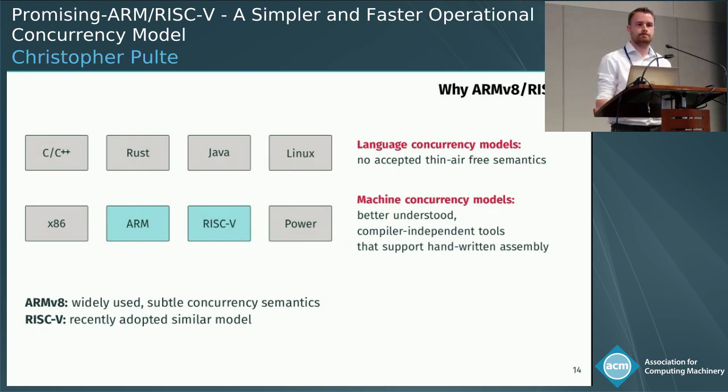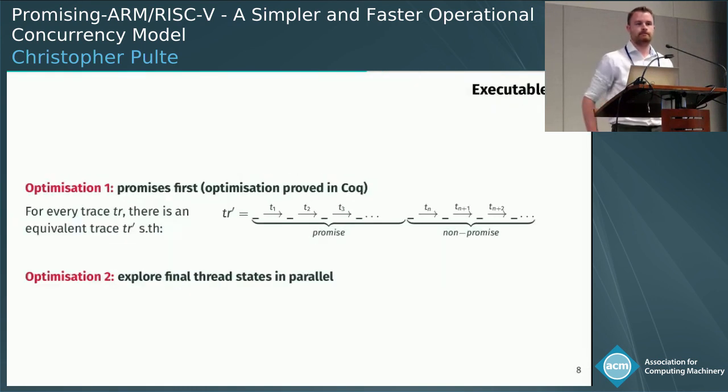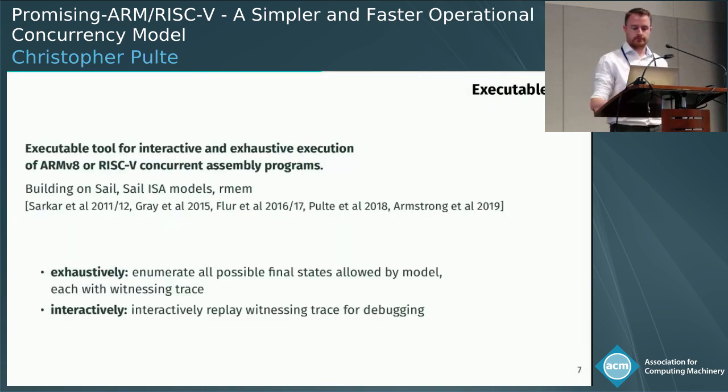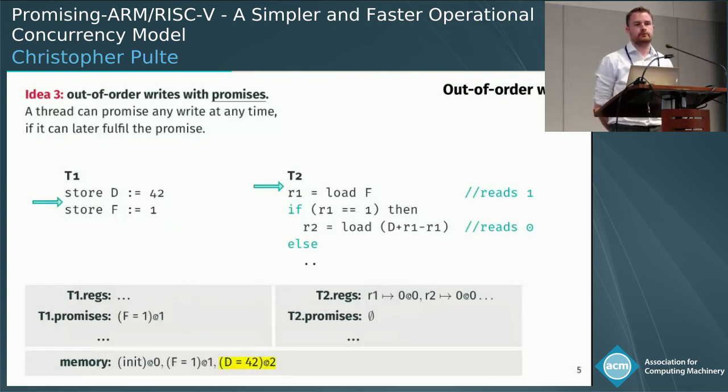Hans from Google. You had the example where you said D to 42 and then flag to 1. Well, it doesn't matter, just any two stores in a row. Do you handle the case where you promise the store to F and then the store to D trapped, and the code does something else? Can you handle that somehow in this model?